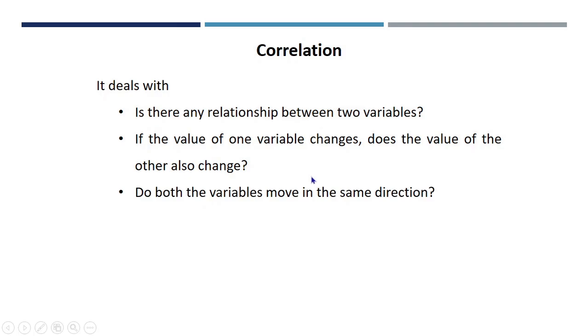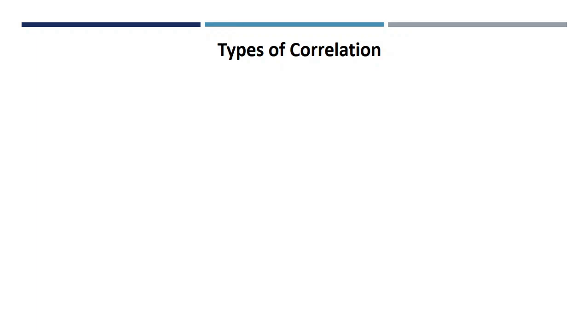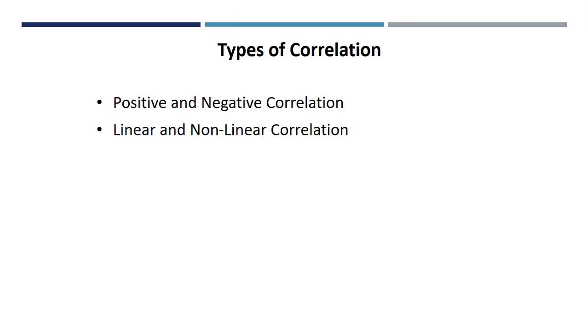Do both the variables move in the same direction? If the value of the variable increases, what happens to the other one, whether it increases or decreases? And if the value of one variable decreases, what happens to the other one? And how strong is the relationship between the two variables? So there are mainly two types of correlation: positive correlation and negative correlation, and linear and non-linear correlation. Let us see one by one in detail.